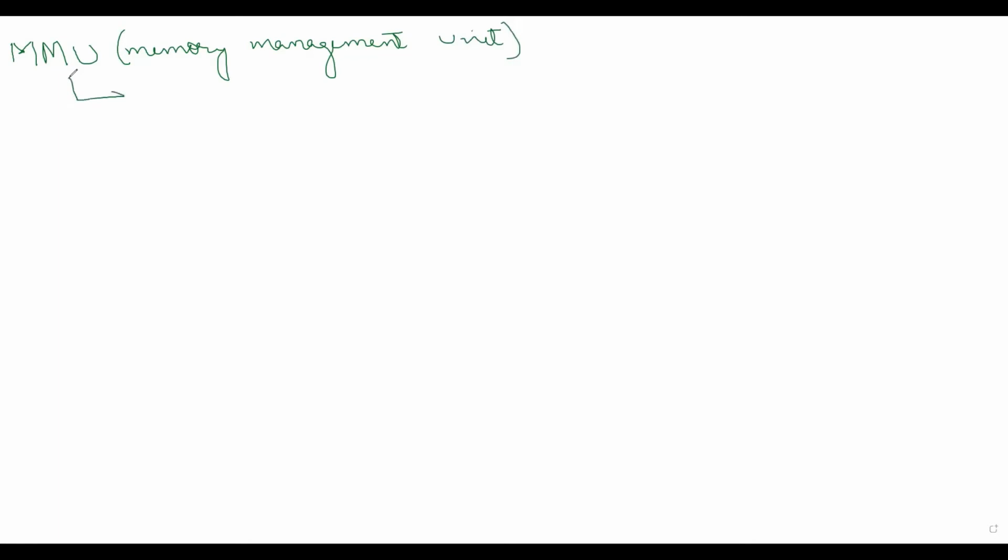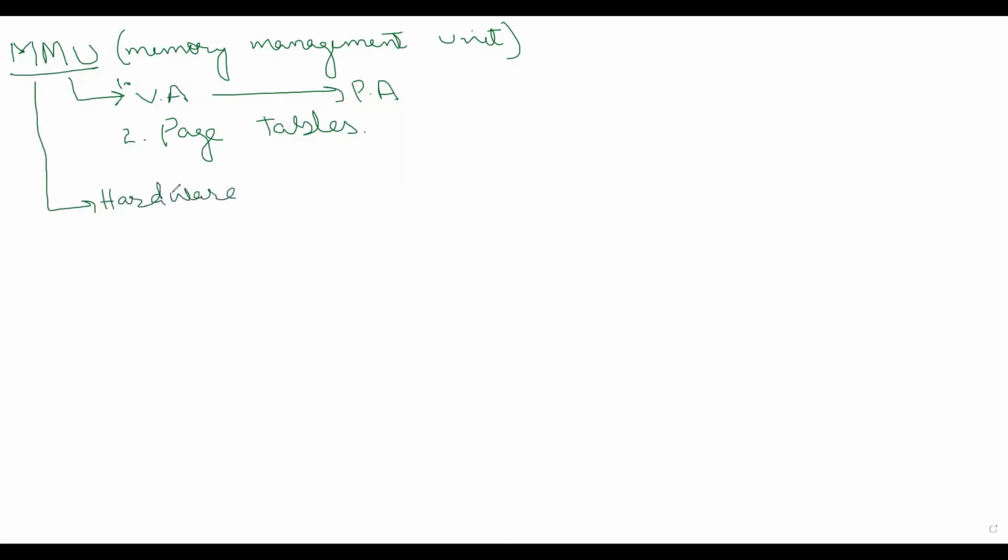This particular unit is responsible for translation of virtual address to physical address. So first is virtual address to physical address. Second, it is responsible for handling page tables. Okay. And this MMU can be either a separate hardware, so there is a separate logic for MMU, or it can be a software process. But mostly it is the hardware that is used as a memory management unit. So let's see how it handles all the issues.